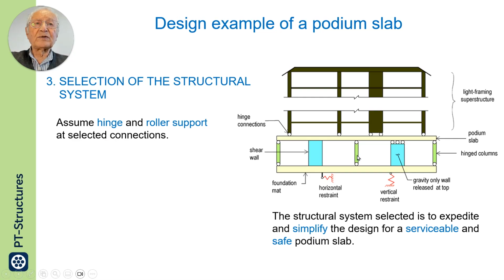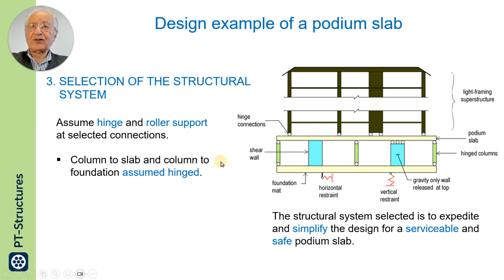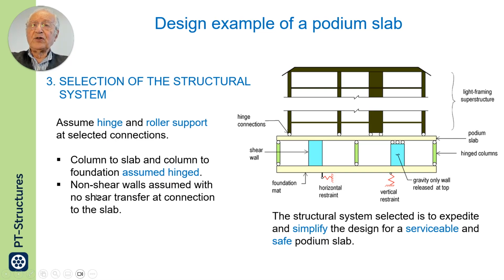When it comes to the columns, I have assumed all the columns hinge at the top and hinge at the bottom for both the gravity and the horizontal forces. Assume hinge and roller support at selected connections as shown in the image. Column to slab is assumed hinged. No shear walls, non-shear walls assumed with no shear transfer. No shear transfer here.